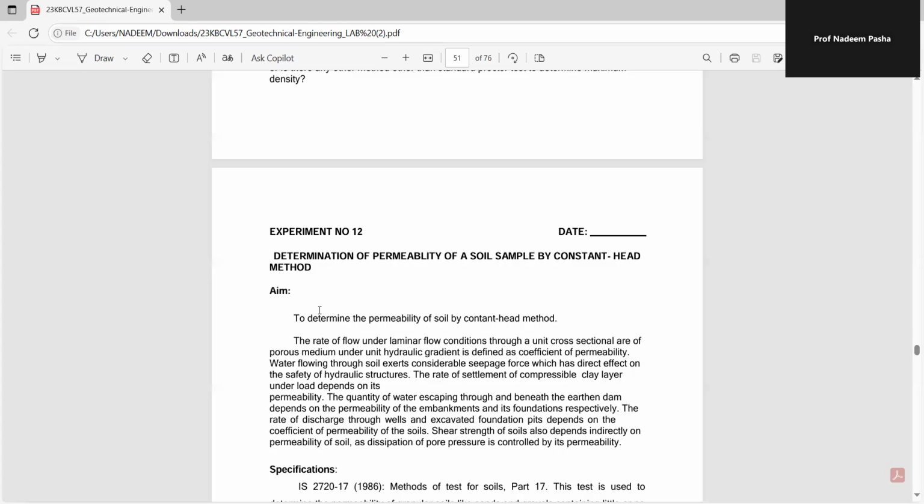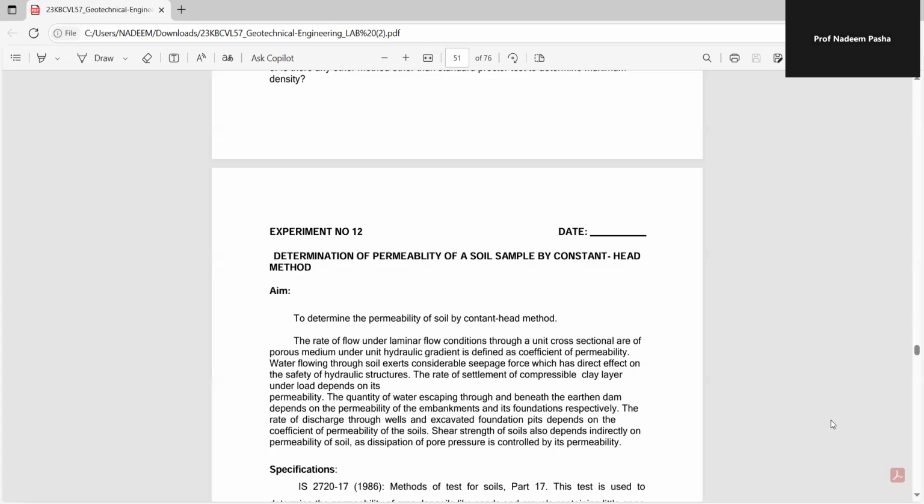Water flowing through the soil exerts considerable seepage force, which has a direct effect on the safety of hydraulic structures. The rate of settlement of a compressible clay layer under load depends on its permeability. The quantity of water escaping through and beneath the earth dam depends upon the permeability of the embankment and its foundation respectively. The rate of discharge through wells and excavated foundation pits depends upon the coefficient of permeability of soil. The shear strength of soil also depends indirectly on permeability, as dissipation of pore pressure is controlled by its permeability.